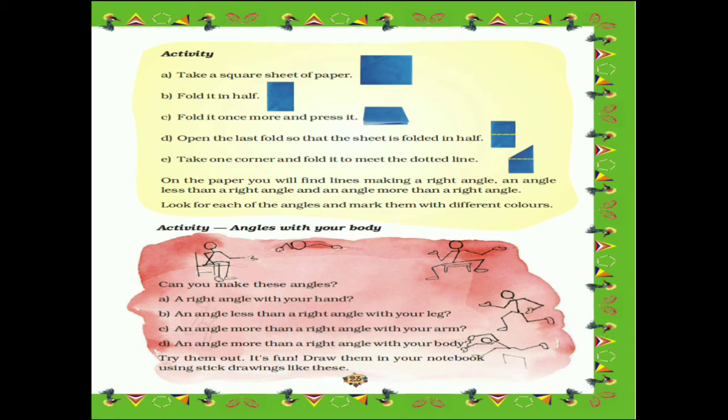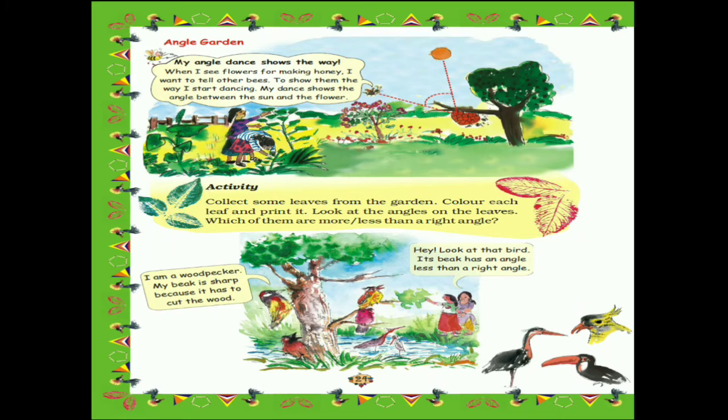I already explained how different angles are made. That is, for a right angle we have to make exactly 90 degrees. For an acute angle it is less than 90 degrees, and for an obtuse angle it is greater than 90 degrees. Now let's see what is given on page number 24.